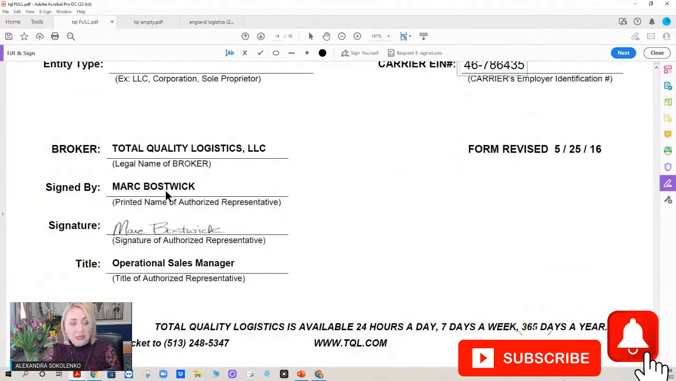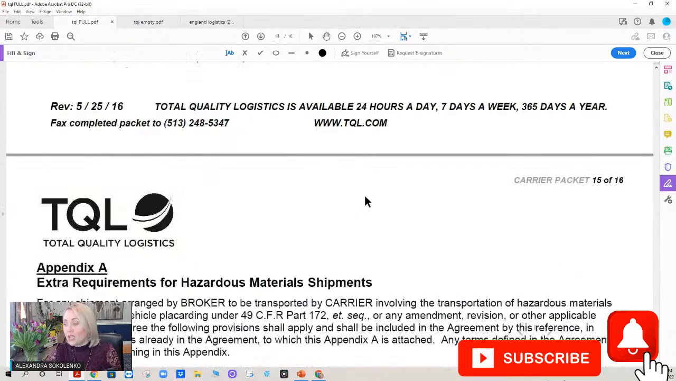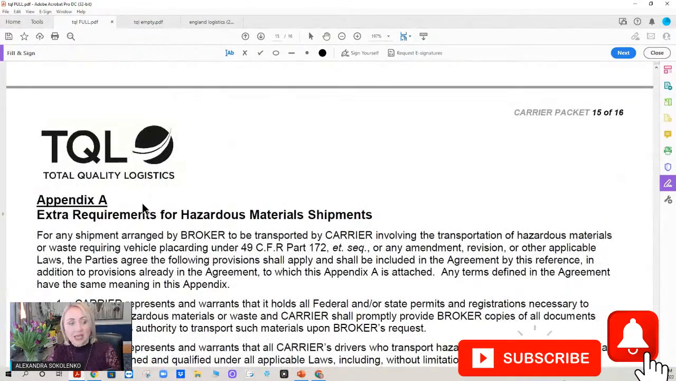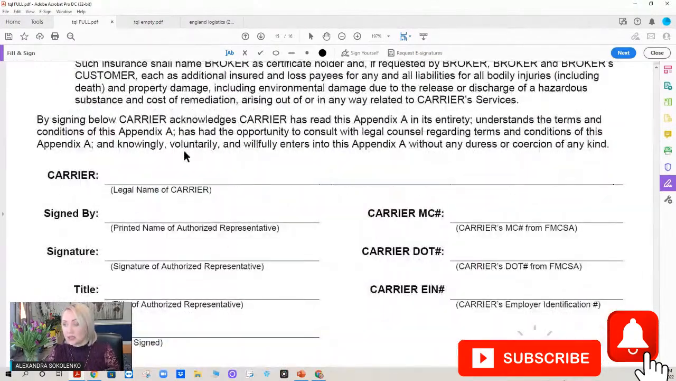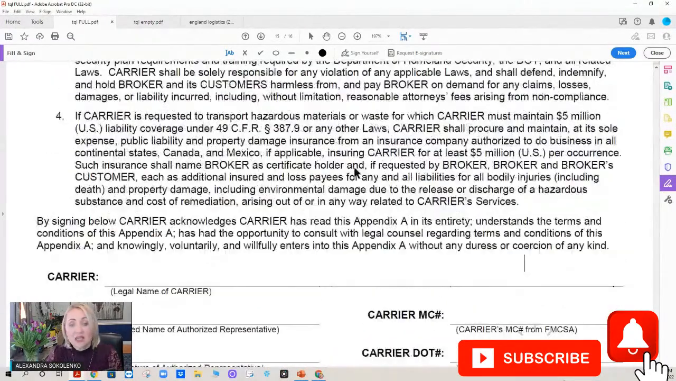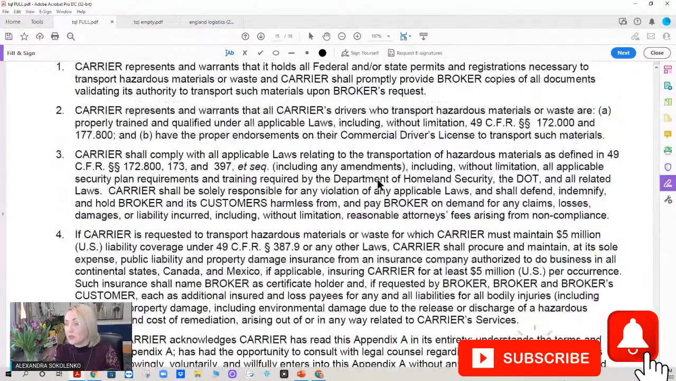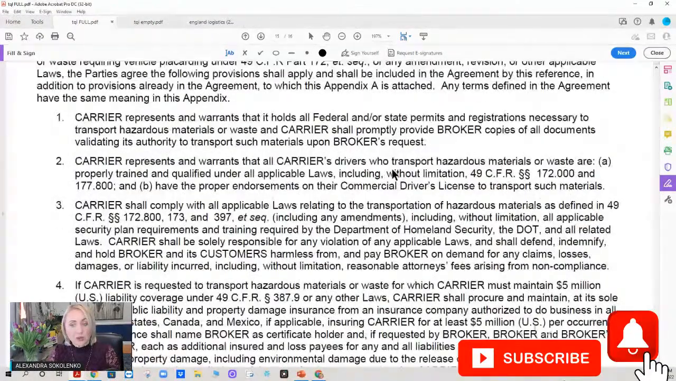This is already signed by TQL. Who signed this? A guy from TQL, Mark Botswick. Who is he? I guess he's an operational sales manager. And the last page, look at this, Appendix A. If you have hazmat materials, guys, you need to sign this, right? Again, in this case, my guy is not a hazmat carrier. We don't have to sign this.